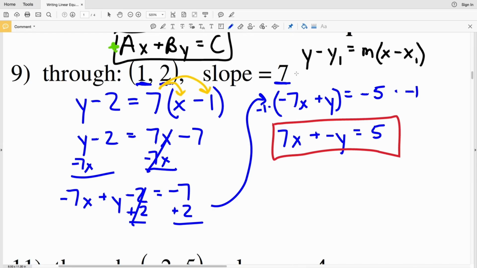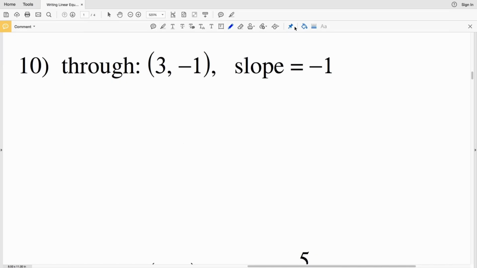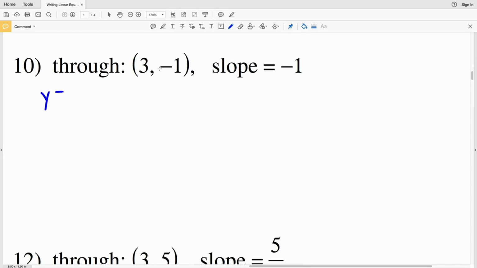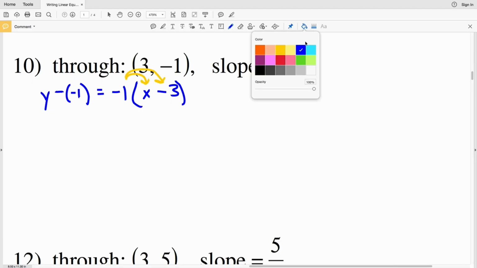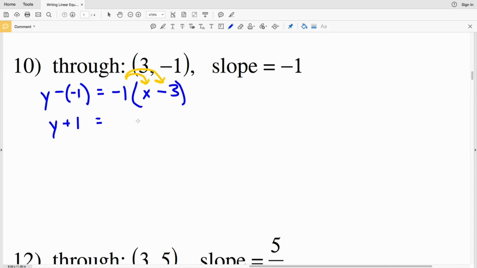And number 10, let's write this in point slope form and then convert to standard form. y minus y1, so y minus a negative 1, is equal to m, the slope, negative 1, times x minus x1 of 3. Now we're going to distribute this negative 1 and simplify. y minus negative 1 is y plus 1, and that's going to be equal to negative 1x plus a positive 3, because a negative times a negative is a positive.